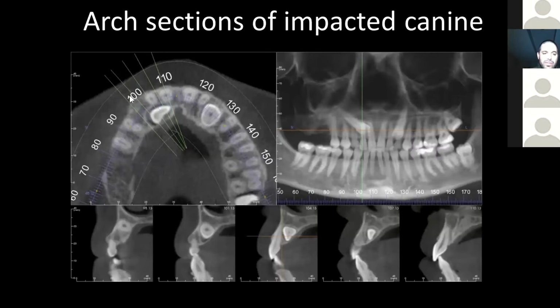And those 5 green lines I can move around. They're going to give me 5 individual slices here that run buccolingually through the arches, which is a really, really convenient way of looking at all the teeth. It's how we think about teeth. We don't necessarily always think axial, sagittal, coronal as dentists. We think more mesial, distal, buccolingual, which is what these slices are going to give us.